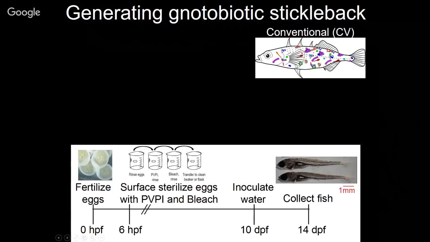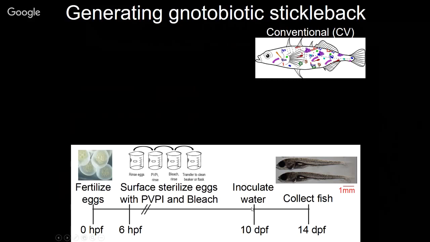We can take the eggs from this conventional stickleback and treat them with soaks of PVP-I and bleach and grow these in a sterile environment. So the PVP-I and the bleach kills off the microbes from the surface of the eggs, but doesn't affect the development of the fish. And then we can grow these fish in sterile water in flasks.